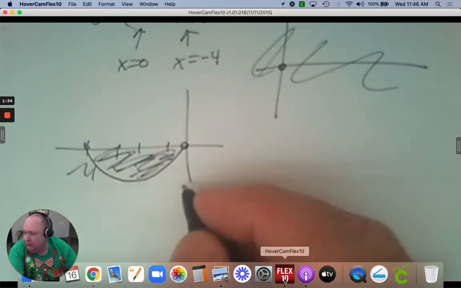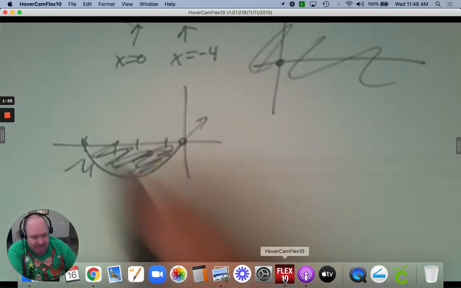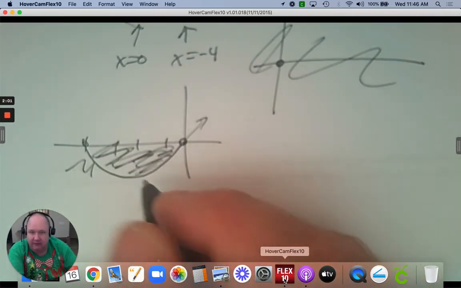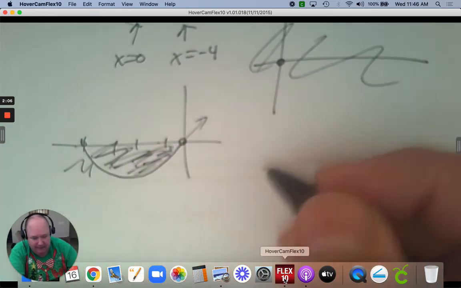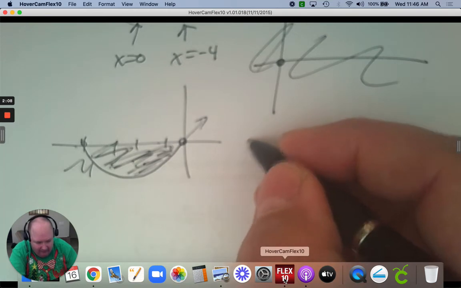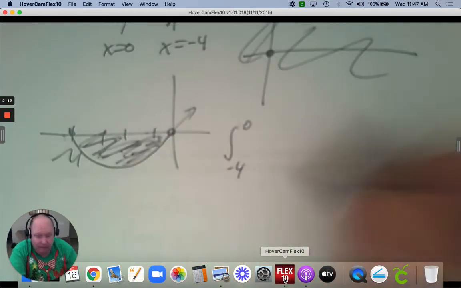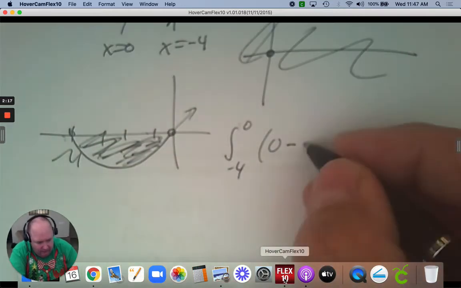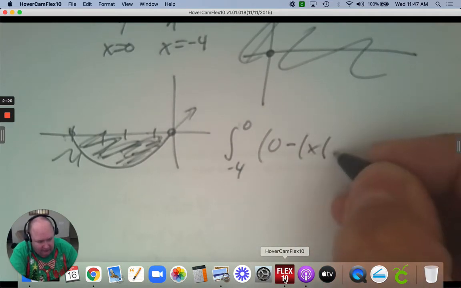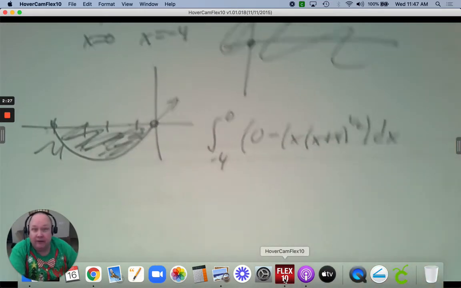So it's some curve, however you want to see it. This actual curve that connects it matters not. It's this right here where it's top subtract bottom that matters. So how are we going to find the area? It's an integration question from negative 4 to 0. And we're integrating top subtract bottom, which is x. Now I'm going to write this as x times x plus 4 to the 1/2. So there it is right there.